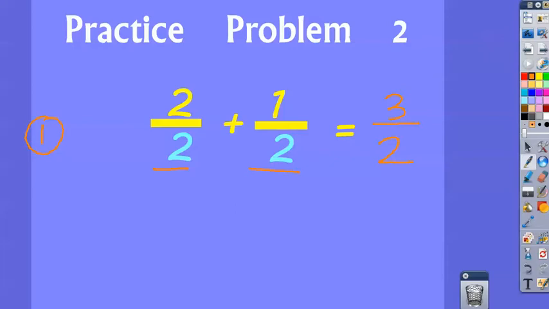So make sure, first thing that you do, check to see if the denominators are the same. So check D, that's going to stand for denominator. And then 2 is add the numerator, which is N, and keep the denominator the same.